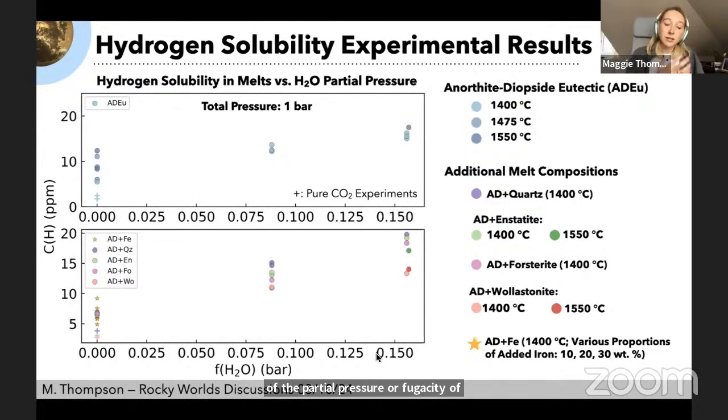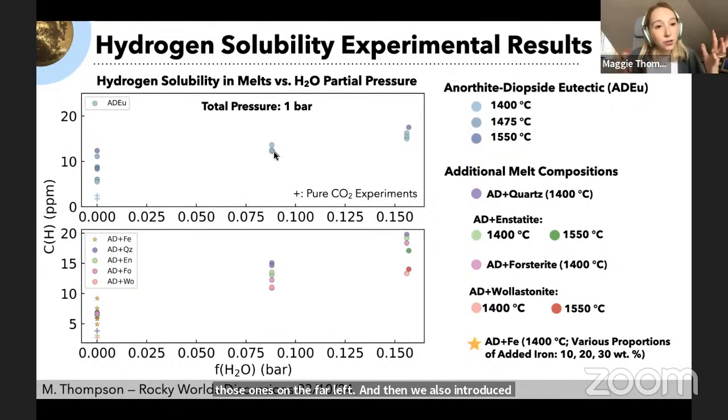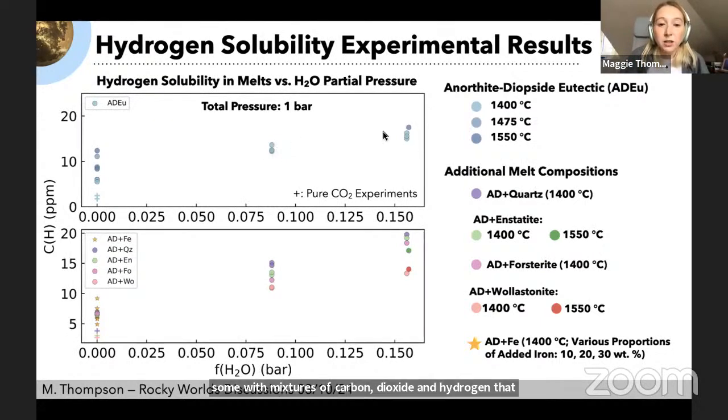And so remember, I did some experiments I mentioned where we could go all the way up to pure H2, just 1 bar of hydrogen. In that case, we have very little water in the gas phase, so that's all of those ones on the far left. And then we also introduced some with mixtures of carbon dioxide and hydrogen that generates water, and that's what you're seeing as the middle and the far right points. What you can see is that in all cases, the solubility of hydrogen increases as you have more water in the gas phase. This makes sense given that we're seeing hydrogen dissolve as OH. So the more oxygen that you have available, the more hydrogen that you can dissolve.